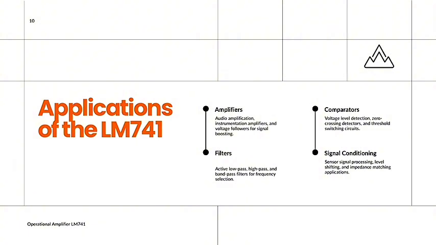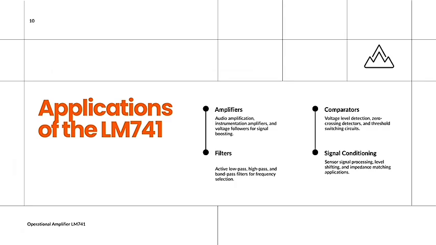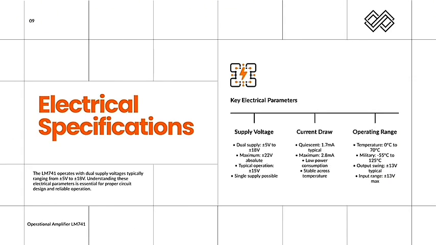The common mode rejection ratio, or CMRR, measures how well the amplifier rejects signals that are common to both inputs. In an ideal amplifier, only the difference between the inputs should be amplified, while any common signals should be completely ignored. For the LM741, the CMRR typically ranges from about 80 to 95 decibels. A high CMRR is important because it allows the amplifier to reject noise and interference.